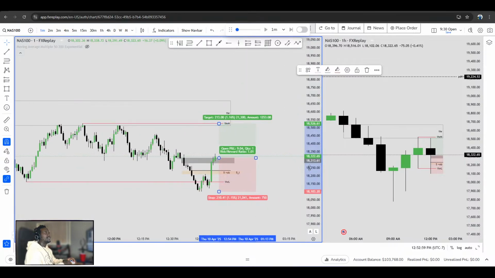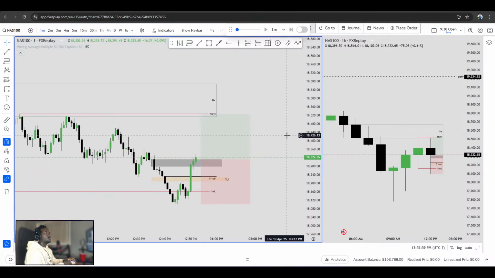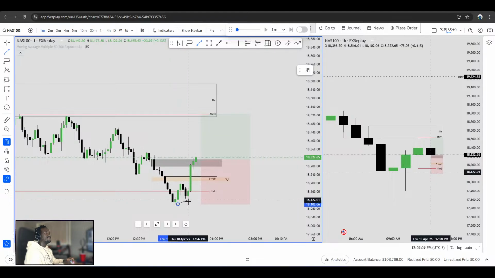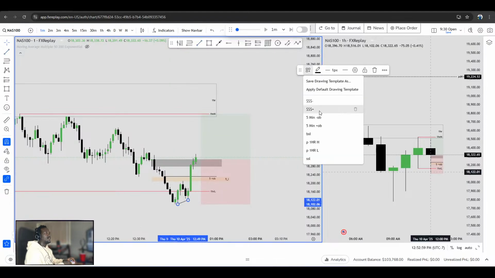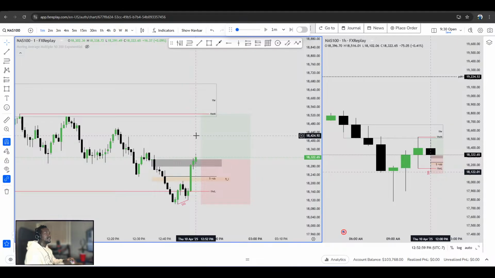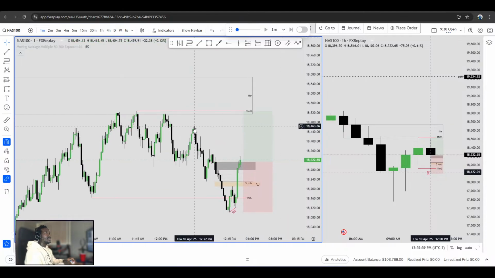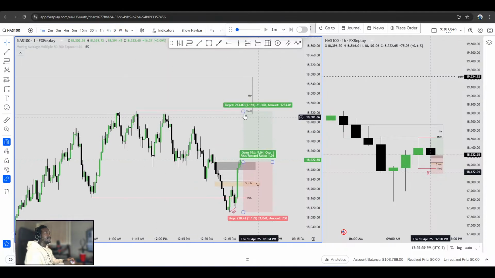Now this is a trade I want to take. I don't know. Equal lows here. Is this something I want to take? 1252. We have these equal highs here. I think we're gonna get them.